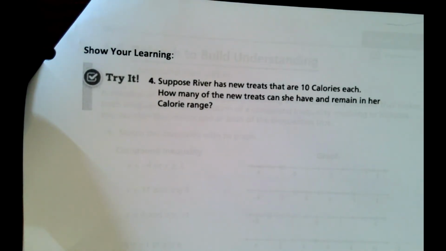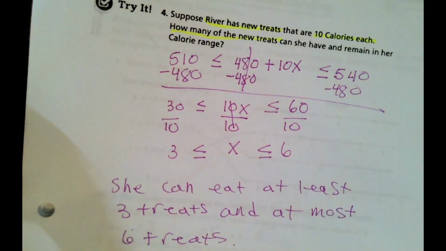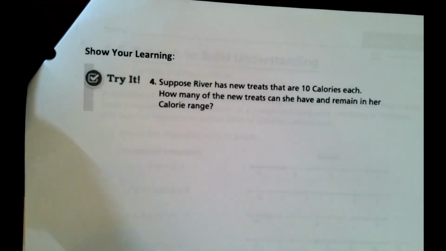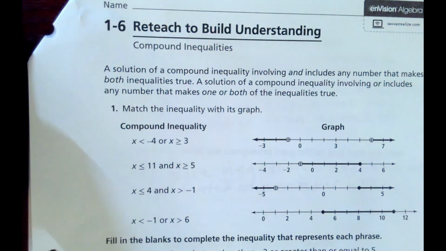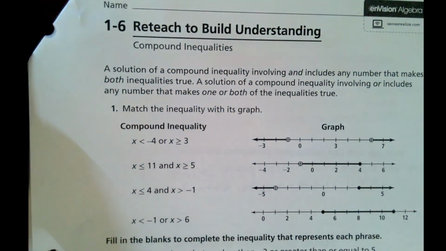Alrighty. Now, let's do a quickie review. I'm not going to go over this too much, but I do want you to see it. So for the first one, we are matching inequalities. The whole point of this is to help you see that if you have an or, they're usually going to shoot away from each other. If you have an and, they're going to be connected.